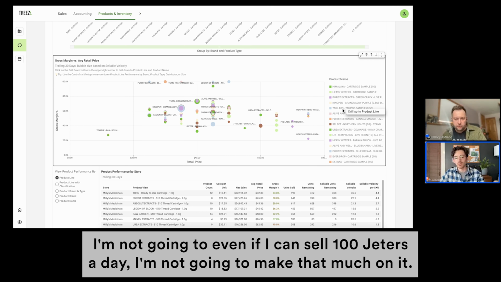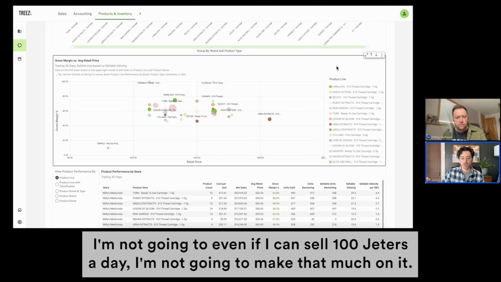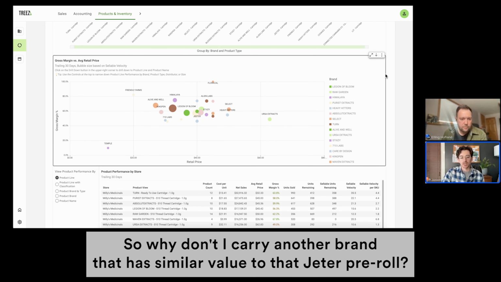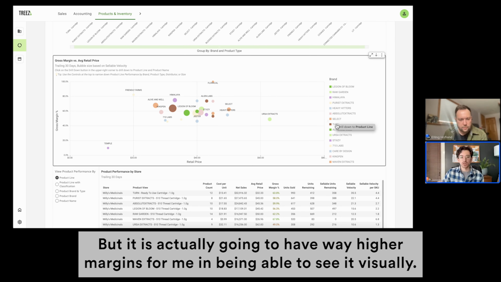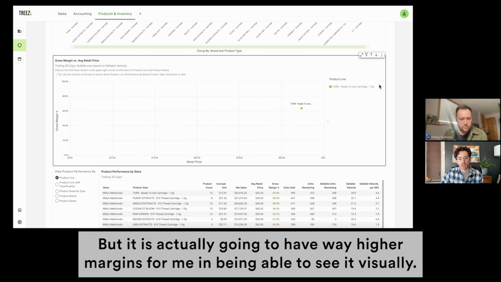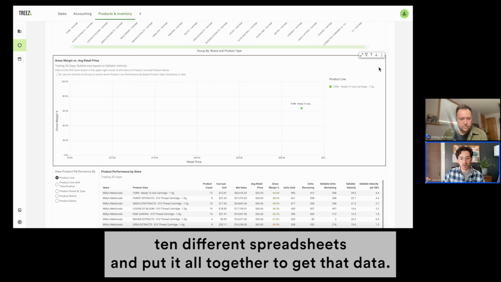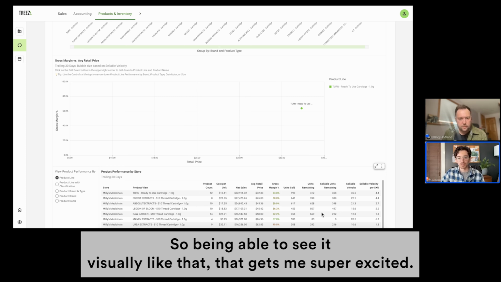You can say, even if I can sell 100 Jeters a day, I'm not going to make that much on it. So why don't I carry another brand that has similar value to that Jeter pre-roll but is actually going to have way higher margins for me? Typically I have to pull 10 different spreadsheets and put it all together to get that data. So being able to see it visually like that gets me super excited.